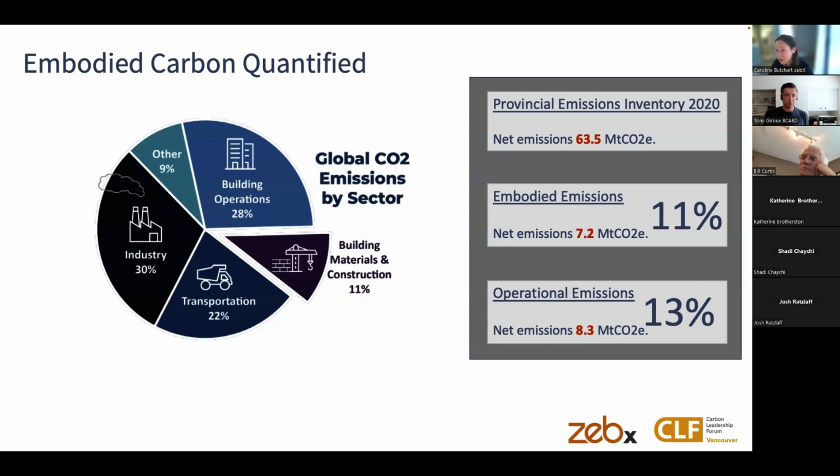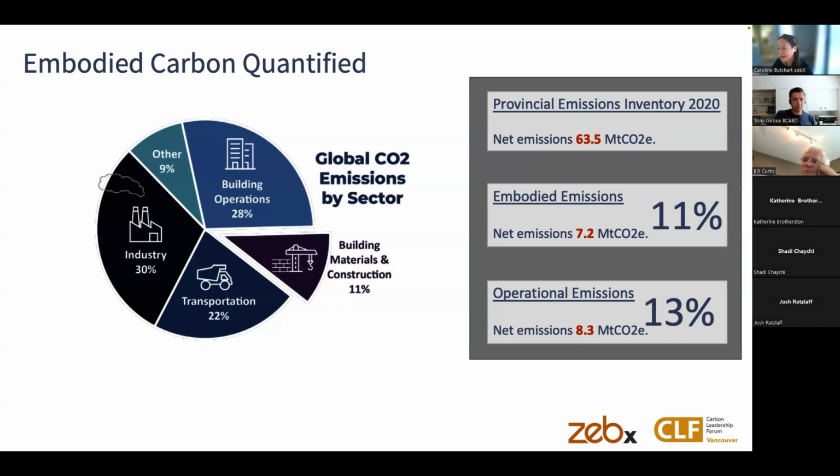So every year in BC, we emit roughly 63.5 megatons of CO2 equivalent. Embodied emissions, roughly 7.2 megatons, so 11%, very similar to the global estimate of embodied emissions. Operational emissions, 8.3 megatons of CO2 equivalent. So they are incredibly similar.